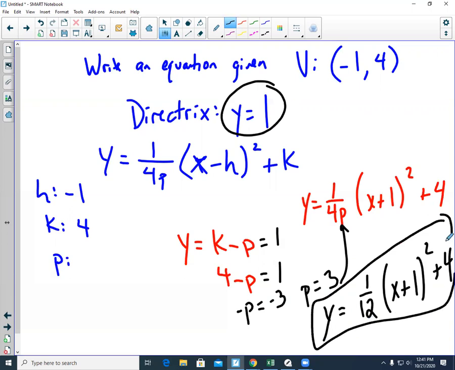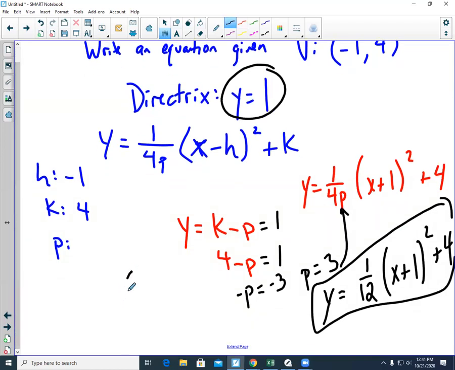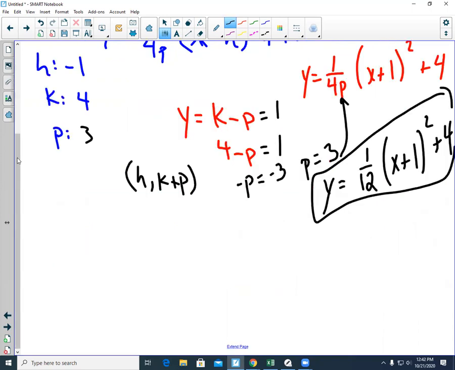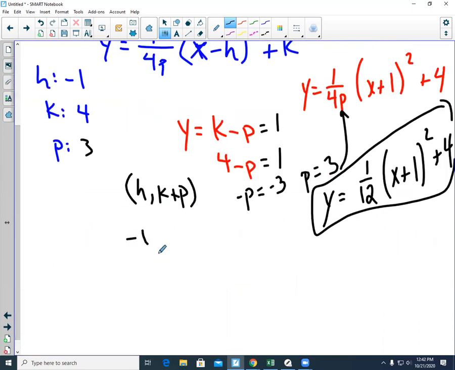If I wanted you to find the focus of this, would that be an easy thing or a hard thing to do? Should be an easy thing, right? Because the focus is just given to us by the point h, comma, k plus p, right? Do I know all of h, k, and p? Is it +3? So it's literally just h, comma, k plus p. So I'm just going to rewrite -1, comma, 4 plus 3. So that means the focus point would be -1, comma 7.